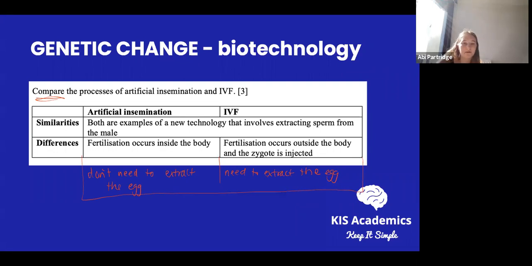So fertilization for IVF occurs outside of the body, and then the zygote, which has replicated a couple of times, is a bundle of cells that's inserted into the female, and then it grows from there inside the female. And for artificial insemination, that occurs inside the body, so it's just that the sperm is inserted into the female. Yeah, those are the examples there.